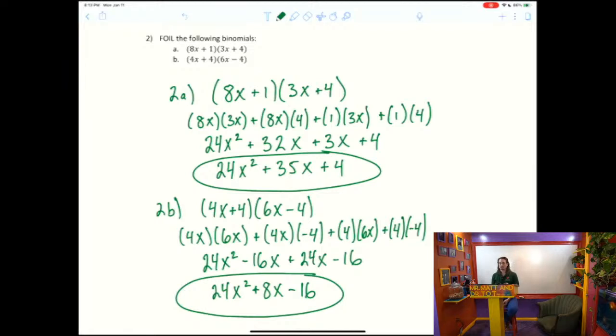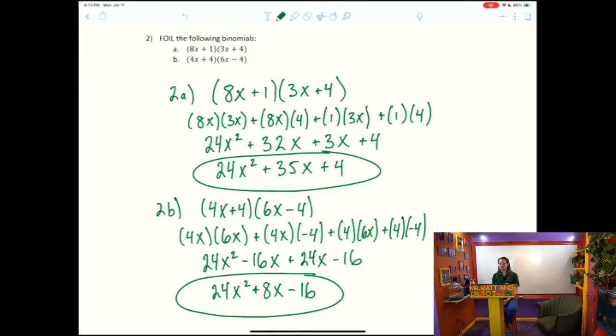8x times 3x is 24x squared. 8x times 4 is 32x. 1 times 3x is 3x. And 1 times 4 is 4. The 32x and the 3x can combine together to become 35x, leaving you with a final answer of 24x squared plus 35x plus 4. For 2b, first times first is going to be 4x times 6x.